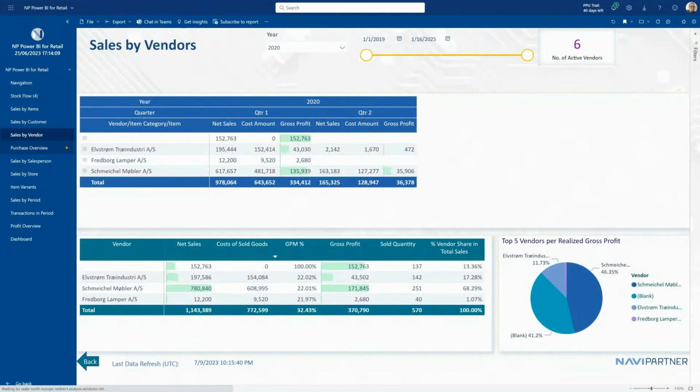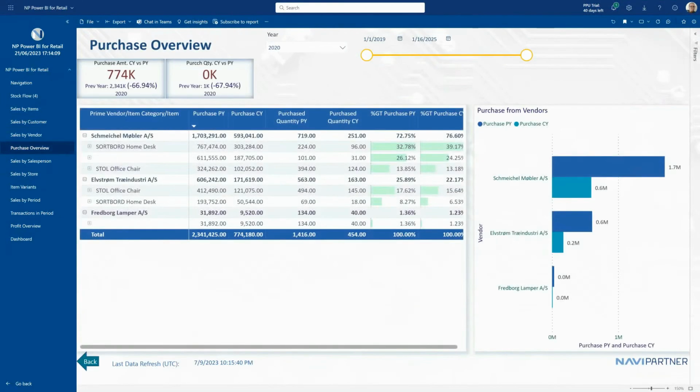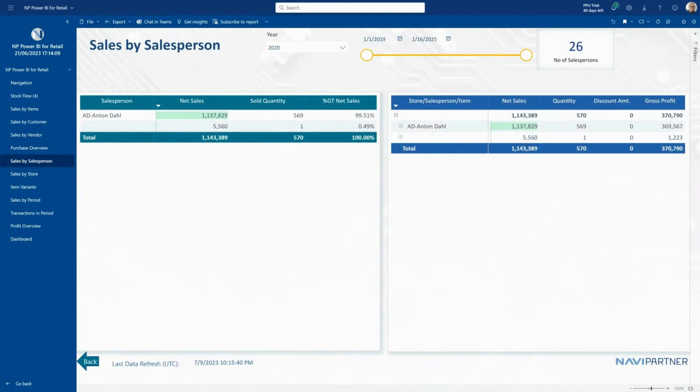The Purchase overview is used to analyze purchased amount and quantity per supplier by period. The Sales by Salespersons page gives you an overview of your employees, their performances, and other related information.